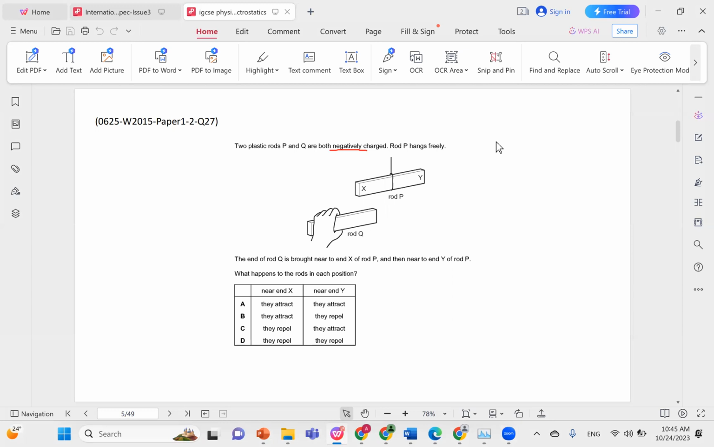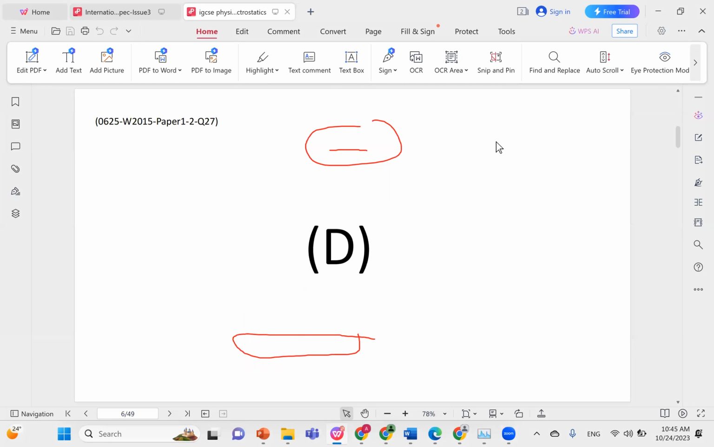So with magnets, we have a north pole and a south pole. If you see rod P with X and Y, you might be inclined to feel that X and Y must be the opposite of each other, like north and south. But this isn't necessarily the case here. There are no poles. We just have charges. We're told that they are both negatively charged. So they must repel either way, whether it's brought near end X or end Y. We must see repulsion in both cases because they are both negatively charged rods. So the correct answer here is choice D.